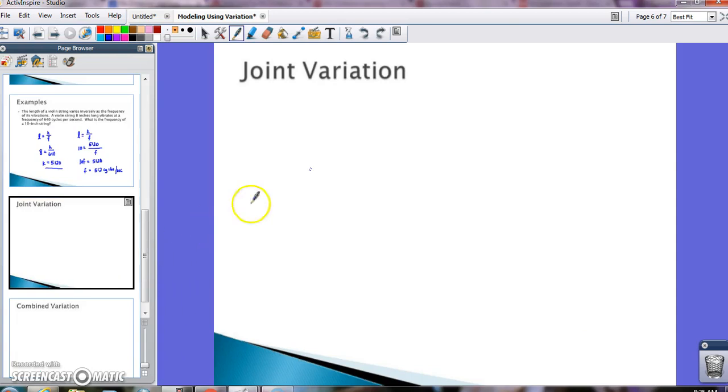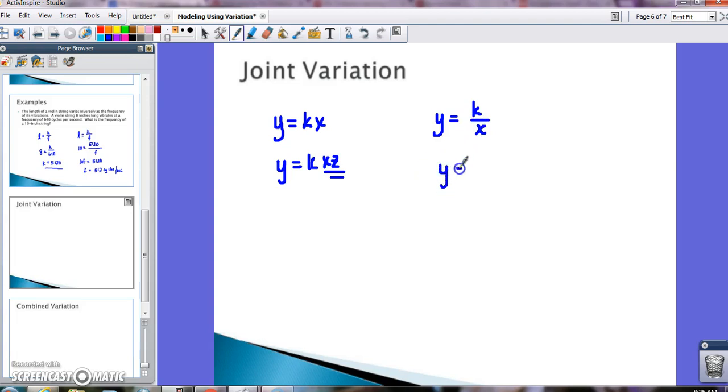Just a real quick explanation of joint variation. It's when you're talking about the product of two things. So instead of maybe having y is equal to kx as you would in direct variation, in joint variation you would have y is equal to k times xz, right, times the product of two things. Okay, that would be joint variation. In inverse form, so if your y is equal to k over x, then you might have y is equal to k over the product of two things.